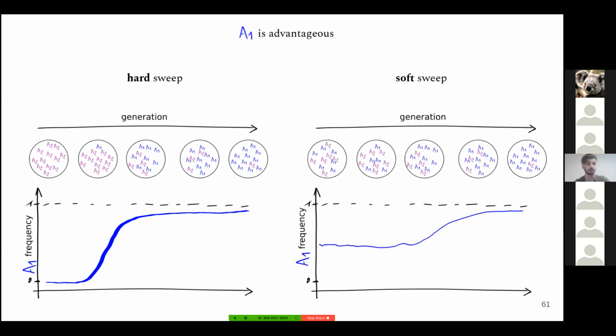Contrast this with the soft sweep, where the A1 allele is not advantageous at first, and it already exists in the population with a given frequency. Once the environment imposes a new selective pressure that makes A1 advantageous, it will begin to rise in frequency through the generations. And these two examples will leave different fingerprints in the genome.